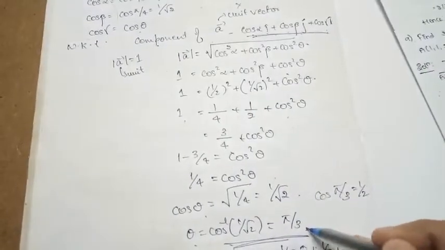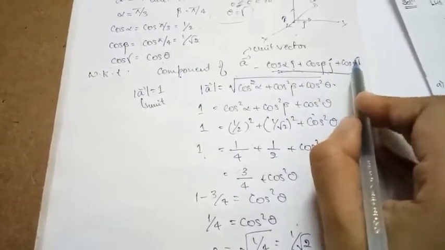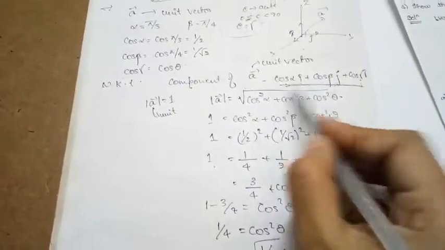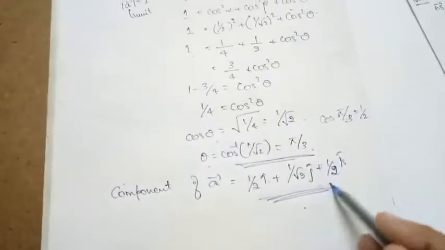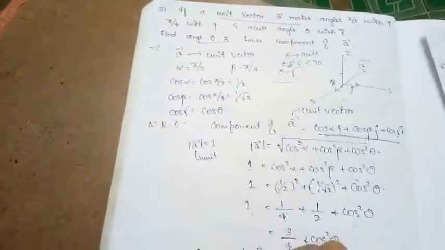So once we get the angle theta, substituting that value, taking the cosine of that theta, we are going to get cos gamma. Once we get cos gamma, we can write it as the component of the given vector. So this is regarding the third question.